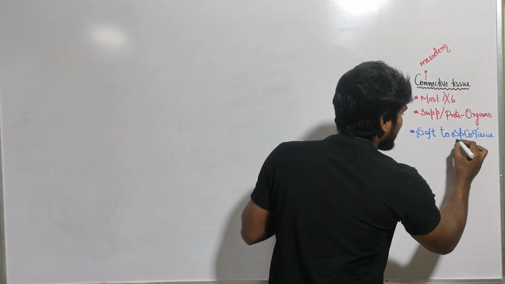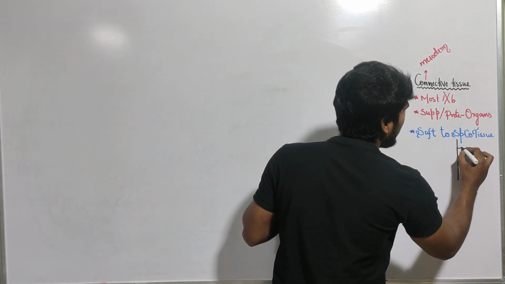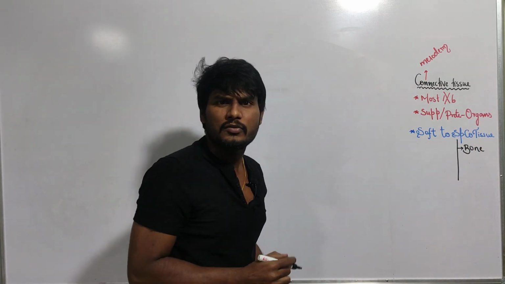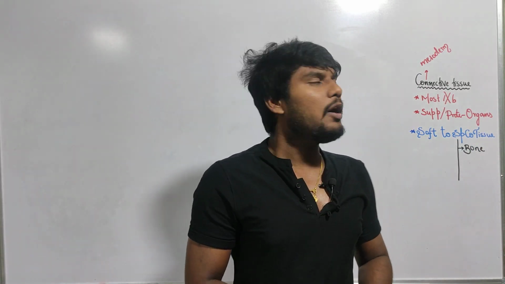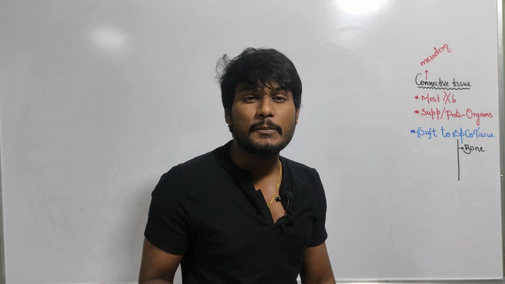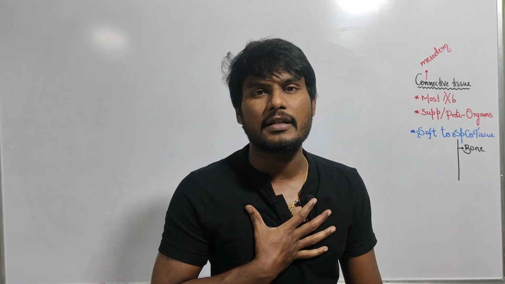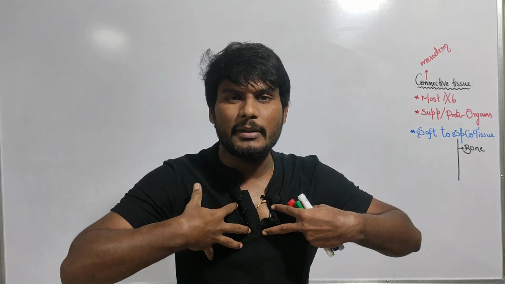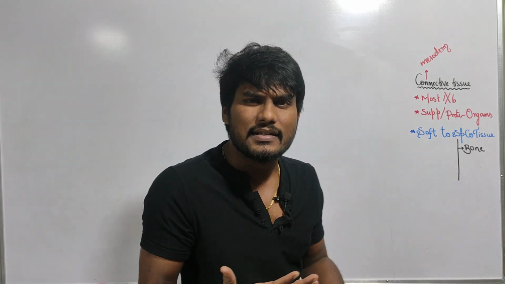The specialized connective tissue includes, number one, bone. Yes, bone is a connective tissue. It is supporting our entire body. What is the major function of the connective tissue? Supporting as well as protecting. Bones are protecting each and every internal organ. For example, the lungs and the heart are present here, and all are protected by the bones of the ribs. Yes, supporting.